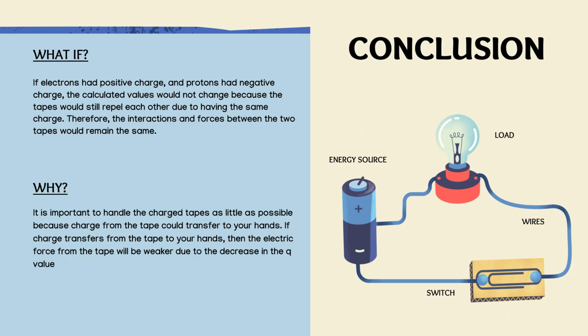If the electrons had a positive charge and protons had a negative charge, the values would not change because the tapes would still repel each other due to having the same charge, and the interactions and forces between the two tapes would remain the same.